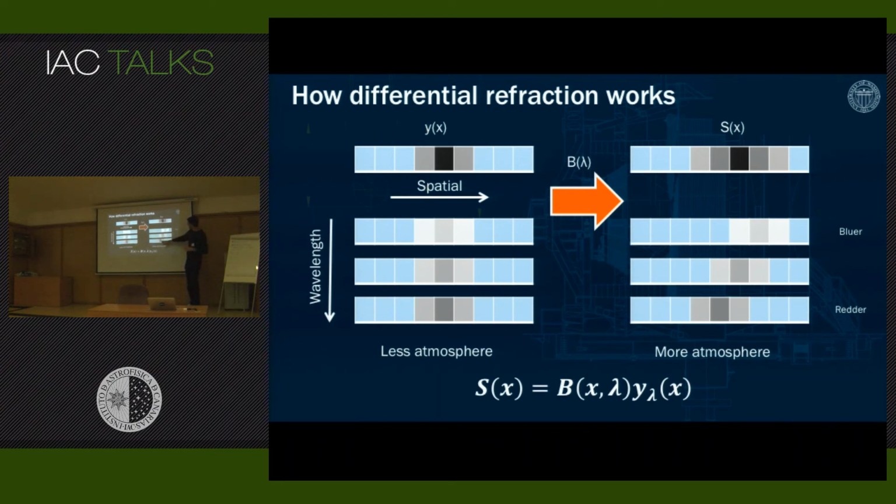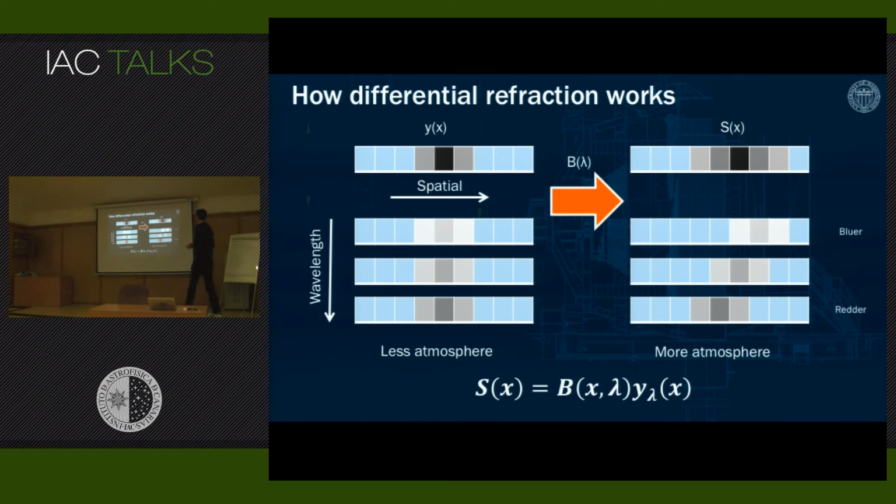So I have redder light that still ends up in my central pixel with slight spreading due to the PSF, but I have bluer light that has now been bent and shifted a few pixels away, also slightly spread, and I have some light in between. So I add all these together, and this is now what my object looks like. It has 2 effects. 1, it's been shifted, and 2, it's been broadened, relative to this.